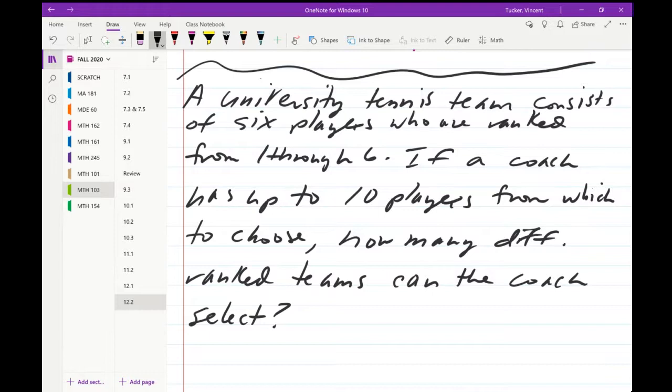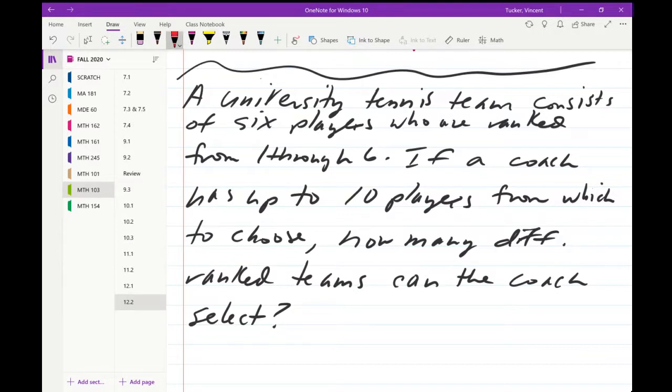All right, so a university tennis team consists of 6 players who are ranked from 1 through 6. If a coach has up to 10 players from which he can choose, how many different ranked teams can the coach select?